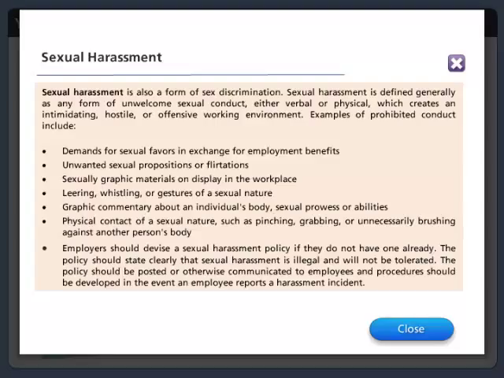person's body. Employers should devise a sexual harassment policy if they do not have one already. The policy should state clearly that sexual harassment is illegal and will not be tolerated. The policy should be posted or otherwise communicated to employees, and procedures should be developed in the event an employee reports a harassment incident.